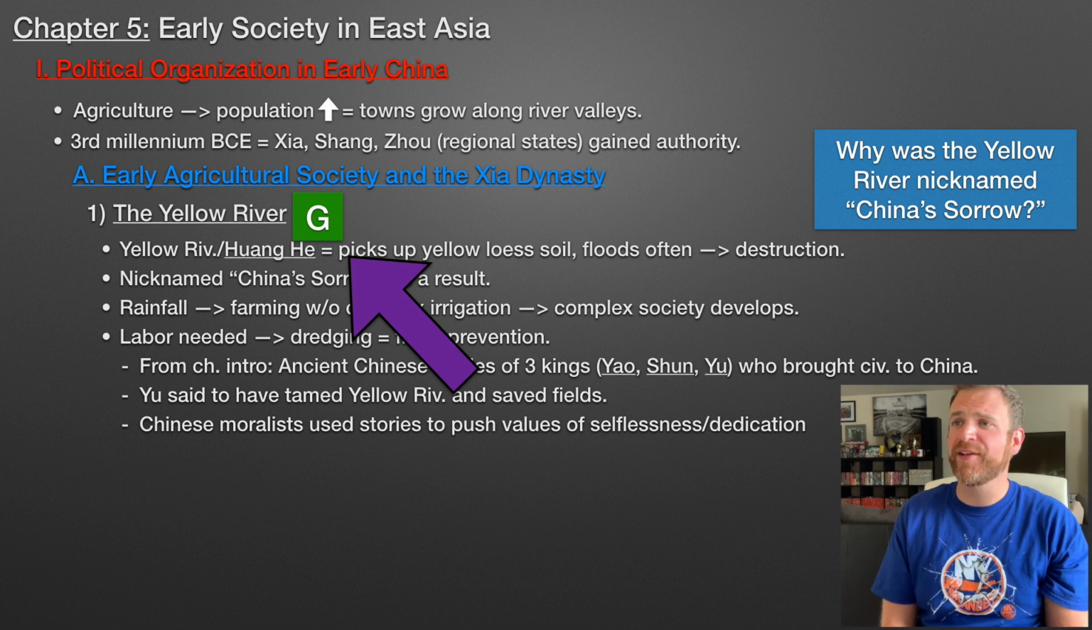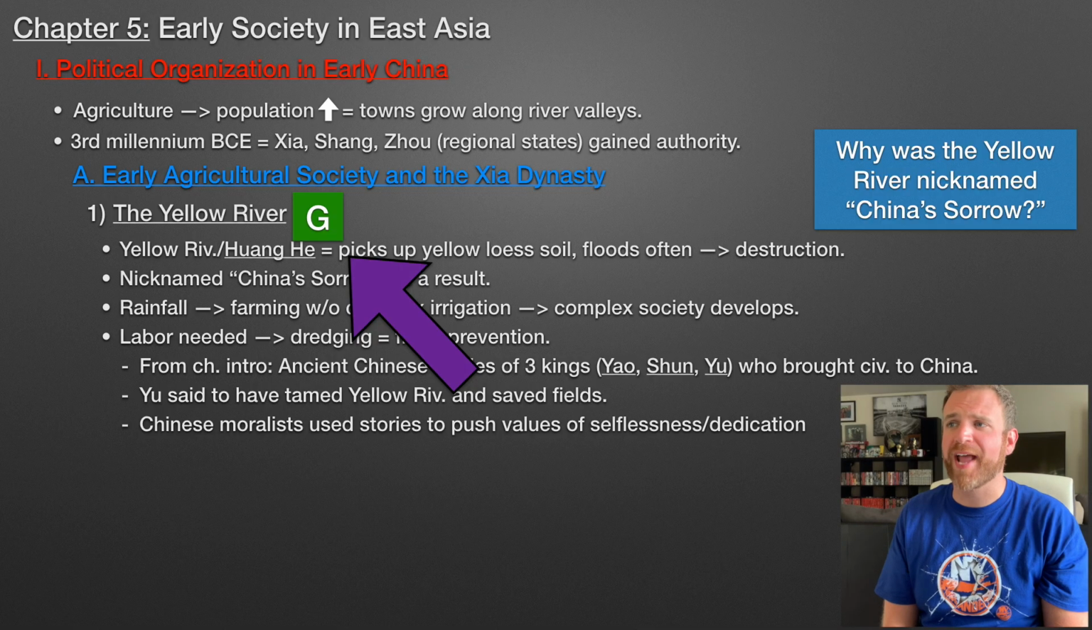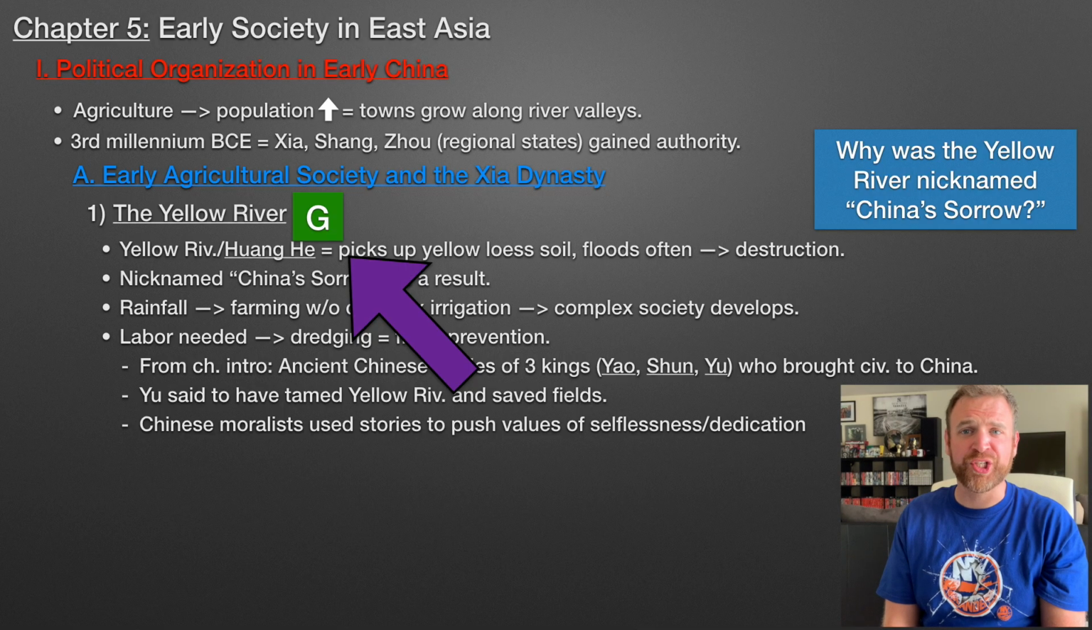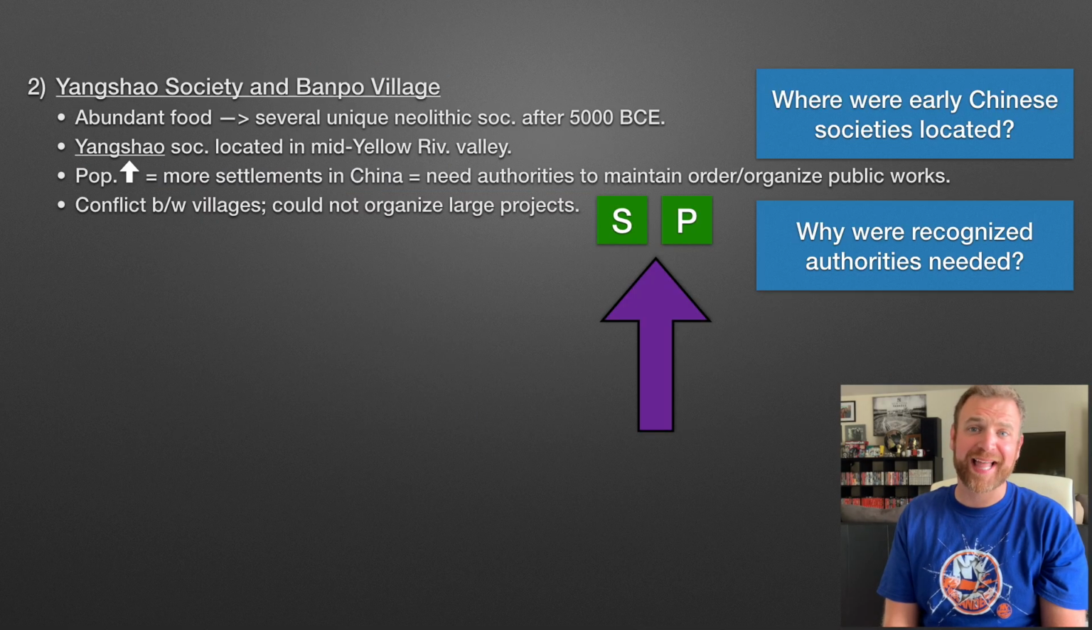Finally, since many history teachers ask students to categorize content into a G-Sprite chart, I recommend that you label parts of your outline with the appropriate initial so that you can transfer those bullet points to a chart at a later date. For example, I would assign a G for geography to the Yellow River section and S/P for social and political to the Yangshao Society section.